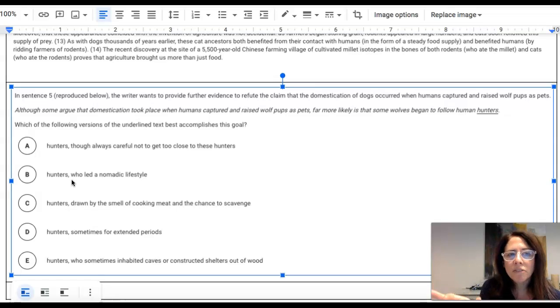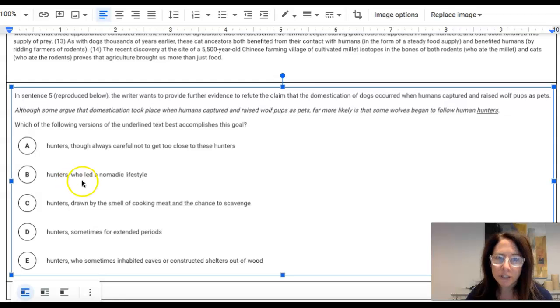So if we're looking at that phrase, who led a nomadic lifestyle, that phrase refers back to hunters. It modifies hunters, right? It's telling us more about what hunters did. They led a nomadic lifestyle. I want you to read through choices C, D, and E to see which other one of these, or more than one, phrases also modify the word hunters, right? So you're going to read after the comma and you're going to think, is that describing hunters or is it describing wolves? So right now, pause and read through C, D, and E to see if you can find one or more that also modifies hunters and not wolves.